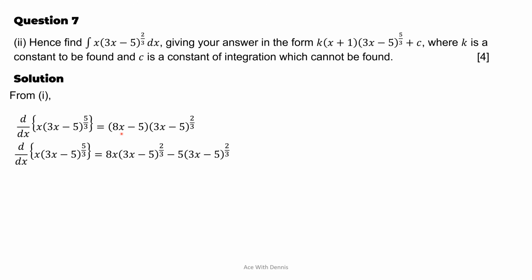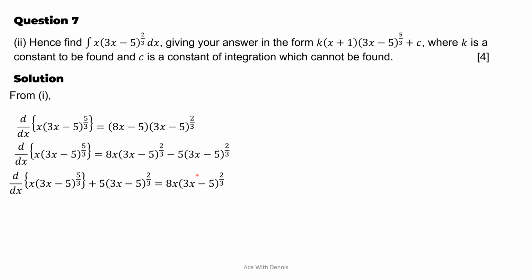Therefore, what we need to do is expand the right hand side. So it will be 8x times this whole thing minus 5 times this whole thing. The left hand side we don't do anything to, we just copy it down.